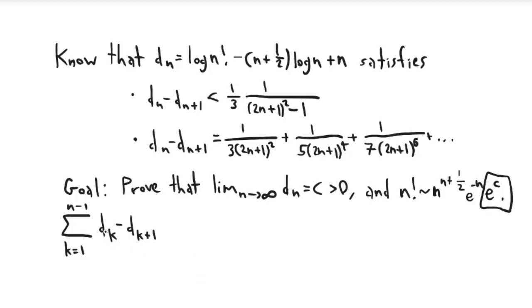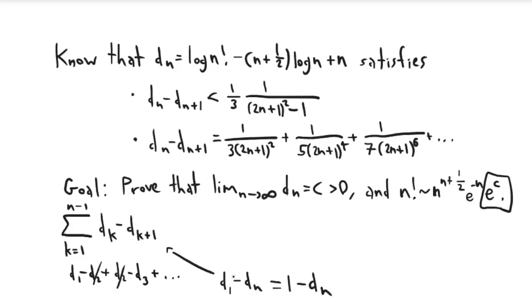I want to note that this is a telescoping sum, because this is like d_1 minus d_2, and then the next term would be d_2 minus d_3, plus and so on. All of the terms in the middle cancel. So what this sum is actually equal to is d_1 minus d_n. And you can check that d_1 is just equal to 1, so really this is the same as 1 minus d_n.